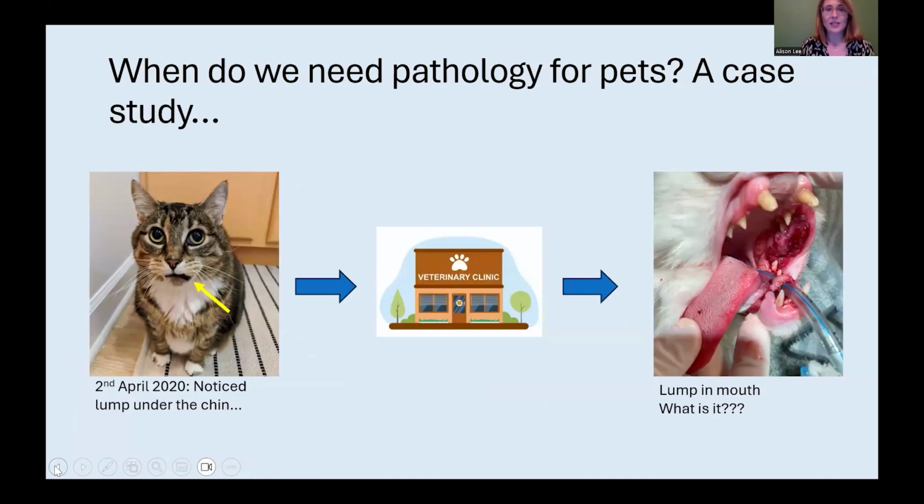So I'm going to use a real life case example just to show you what it's like when animals need pathology. So this is a little cat called Flipper, and her owner noticed a lump under her chin back in April 2020. Flipper was brought to the vet, who examined her mouth and found a rather nasty looking mass or lump along her gum line. So at this point, the vet doesn't know what this is. They're going to have to do some further tests.